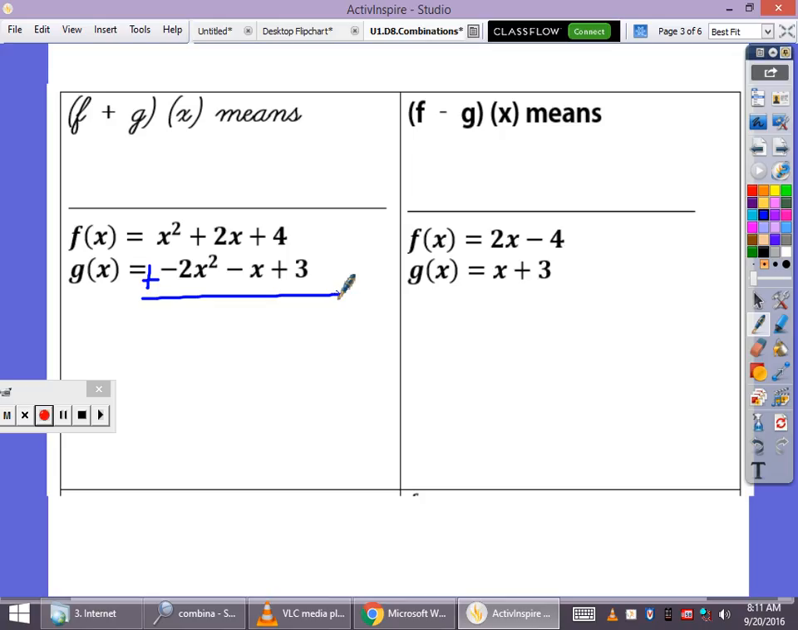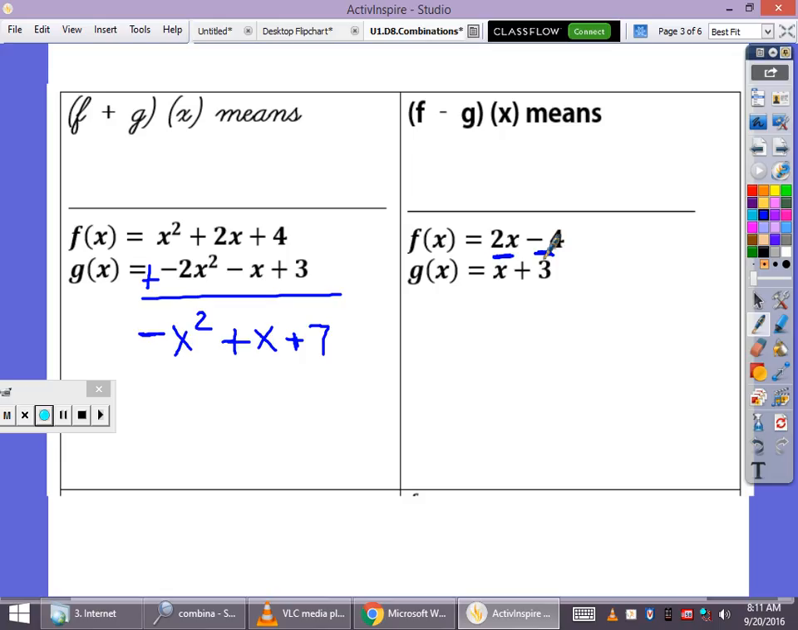So x squared plus a negative 2x squared is negative x squared. 2x plus negative 1x is x, and 4 plus 3 is 7. If that symbol means to add the two functions, then this symbol means to subtract. Now you got to be careful with subtraction. So if you're going to keep them stacked this way, you might want to put the subtraction in between both so that you remember to distribute that subtraction.